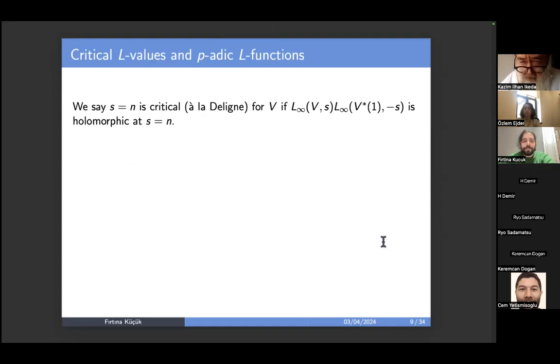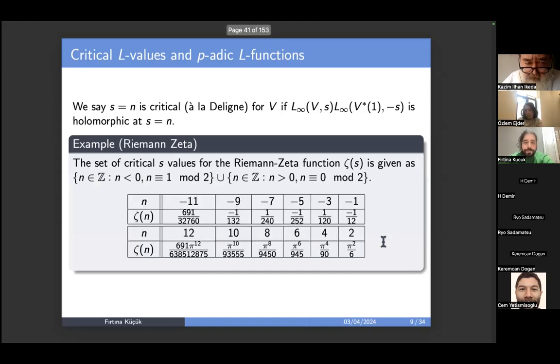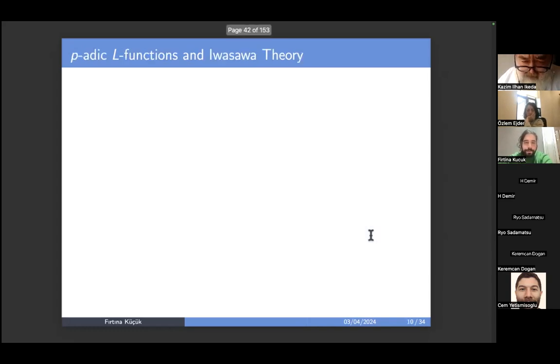We say s equals n is critical, critical in the sense of Deligne, for V if this product of gamma factors is holomorphic at s equals n. Let me show you with the following Riemann zeta example. These are the critical values: negative odd integers and positive even integers. As you can see here, zeta(n) is rational at each negative odd integer. For even positive integers, if you divide by the appropriate powers of pi, you will see that they are again rational. Therefore, we can interpolate them p-adically.